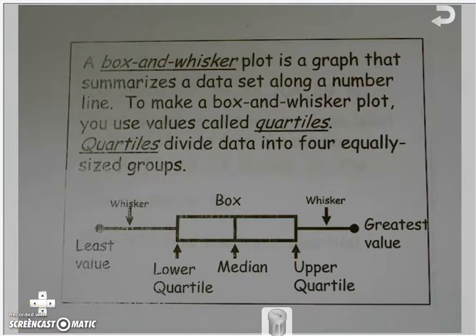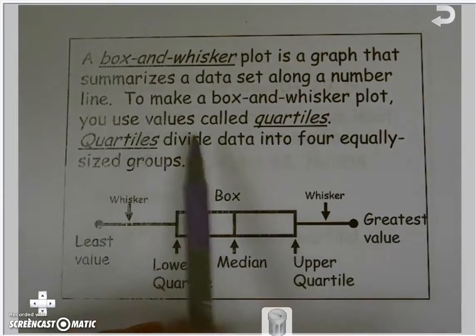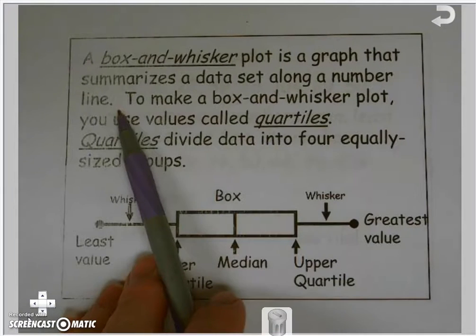Alright, so we're going to do a video about a box and whisker plot. And a box and whisker plot is going to be the same thing as a box plot. So I'm going to start calling it box plot even though it says a box and whisker. It'll be alright. So it's going to be a graph that summarizes the data along a number line.